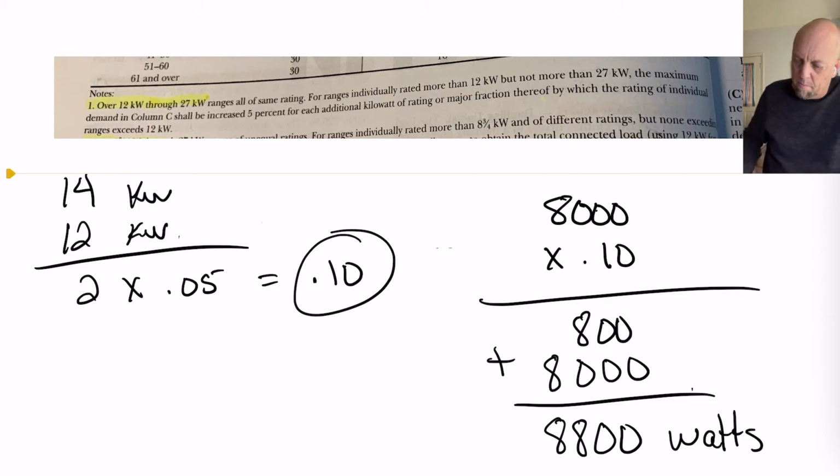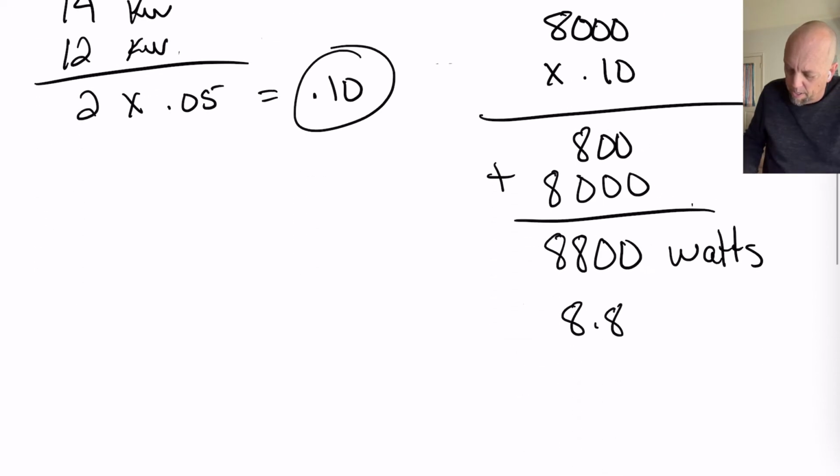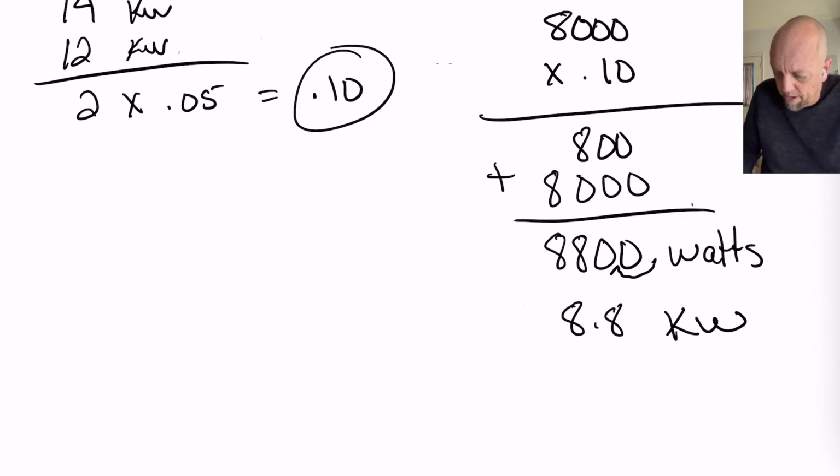And if we want to take it back to kW, it will be 8.8 kW. Remember, when you're converting from kW to watts or watts to kW, we're taking the decimal point and moving it 3 places to the right or 3 places to the left, depending on how you want to change it. So down here for watts, we move it 1, 2, and 3. That will take it from watts to kilowatts, 8.8 kW.